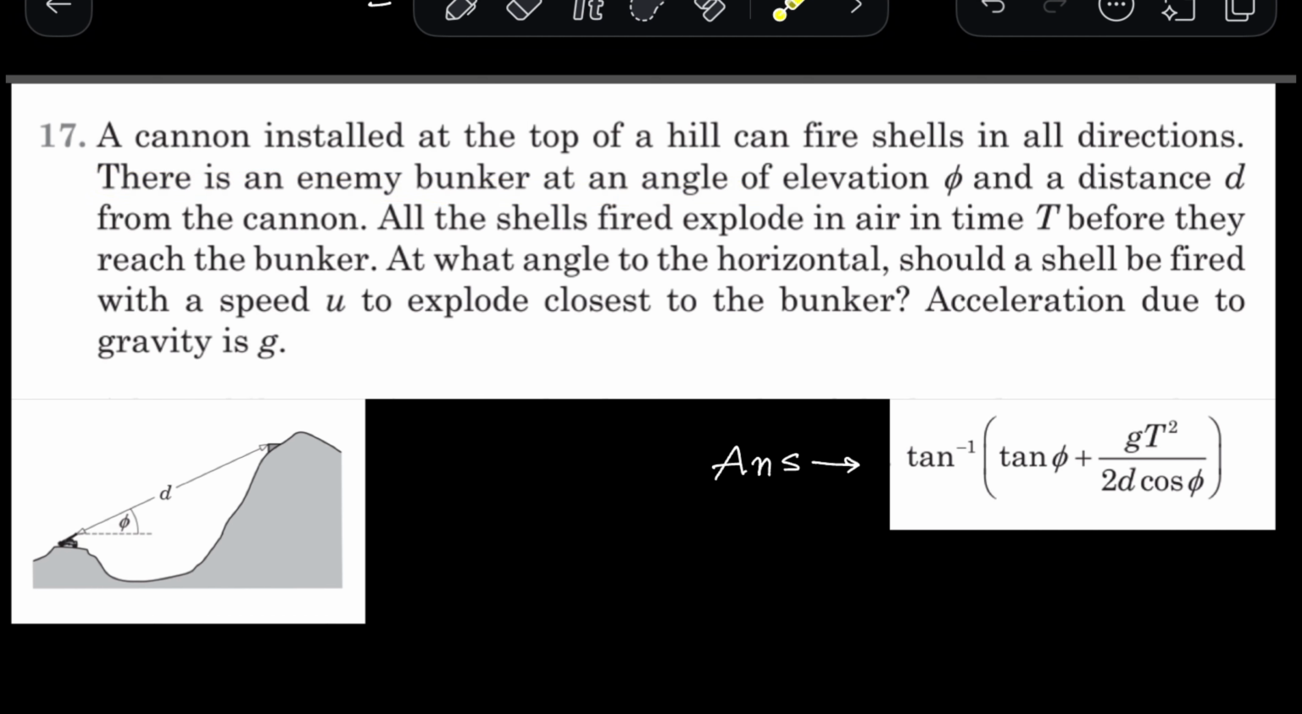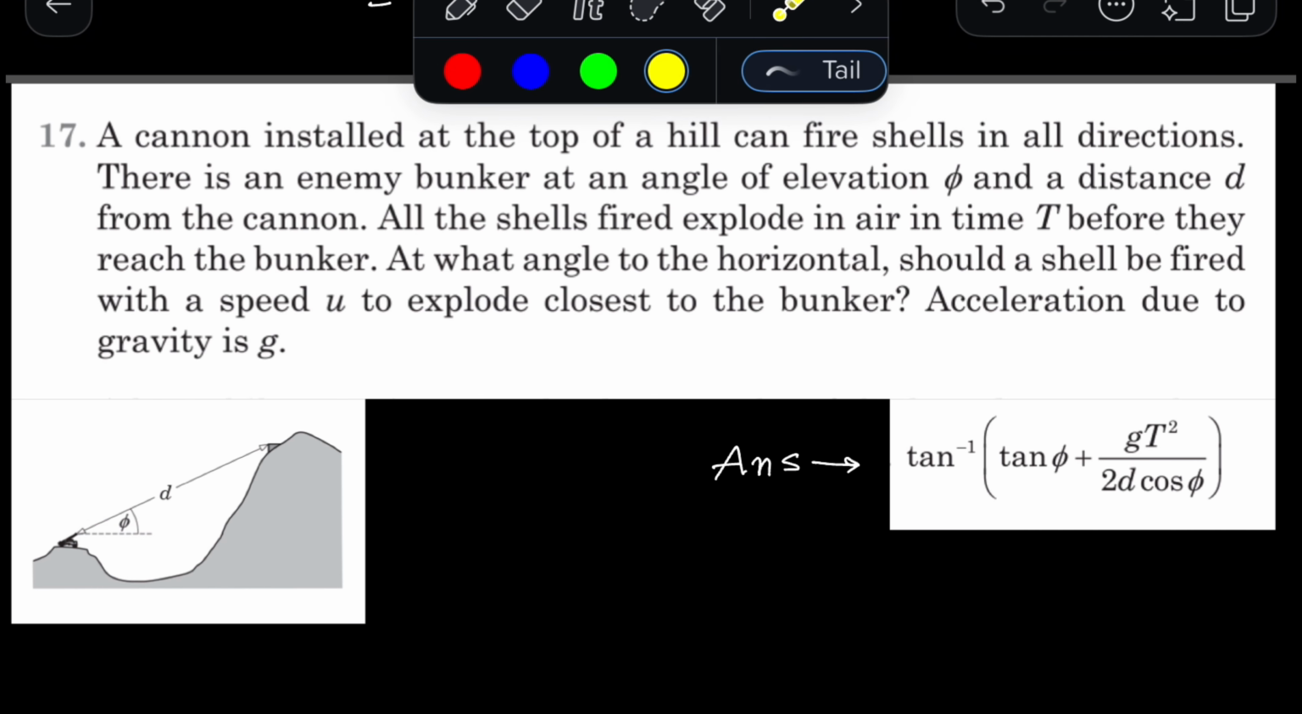So here is a bunker at this position, and the position of the bunker is making an angle phi with the horizontal. That is called the angle of elevation, and it is at a distance d from the cannon. So this distance is given as d. All the shells fired explode in the air in time t before they reach the bunker. So all shells explode somewhere in the air itself and they cannot reach the bunker.